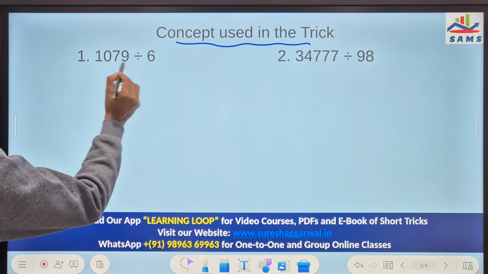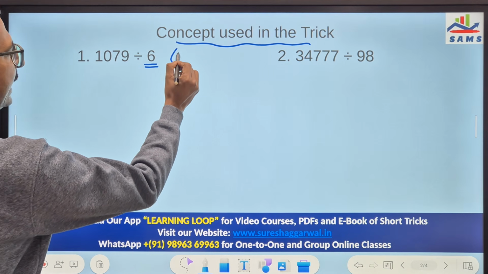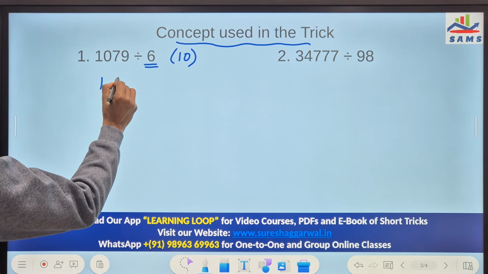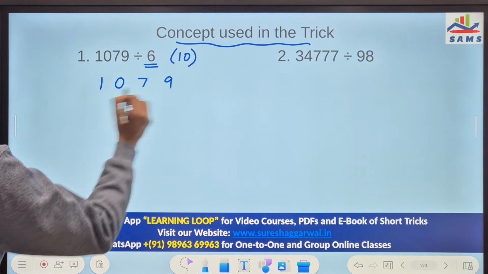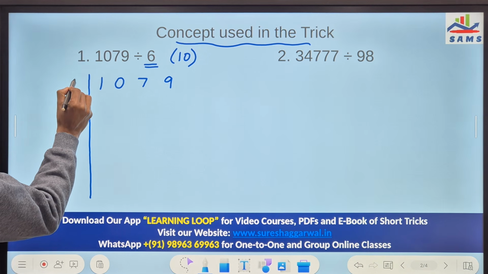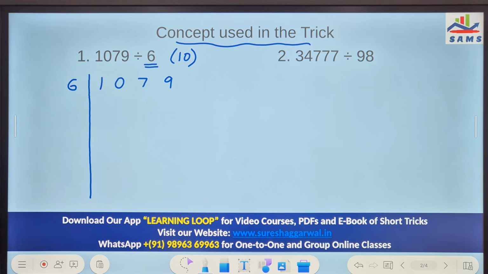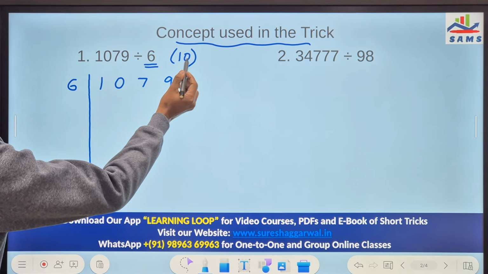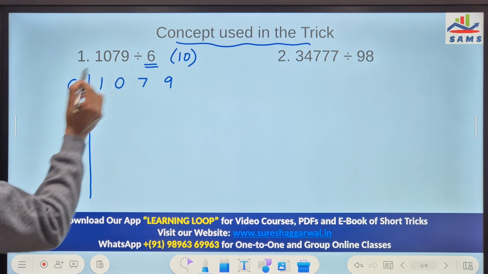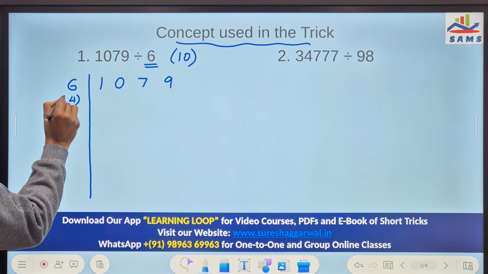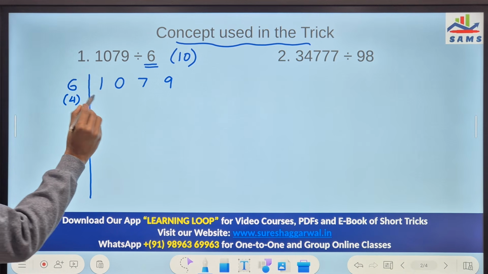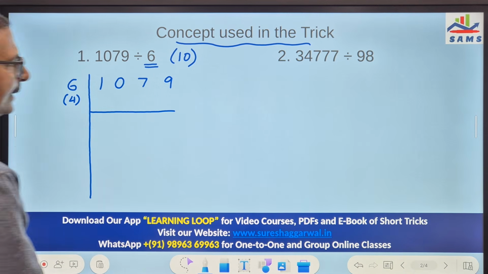Now the first thing is, 6 is close to 10. And so what we need to do is, we need to just spread out 1, 0, 7, 9 like this. Put a vertical line on the left of it and write the divisor 6 on the left side of this vertical line. Now 10 minus 6 is 4, or we can say 6 is 4 less than the base number 10. So I will write a 4 here in the bracket, which I will be using as a multiplier. I'll show you how.